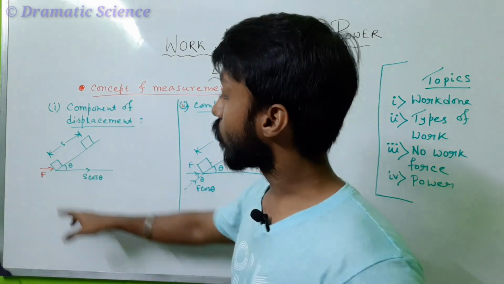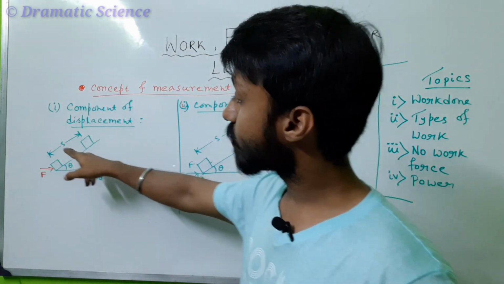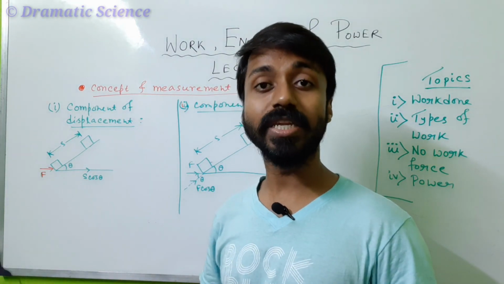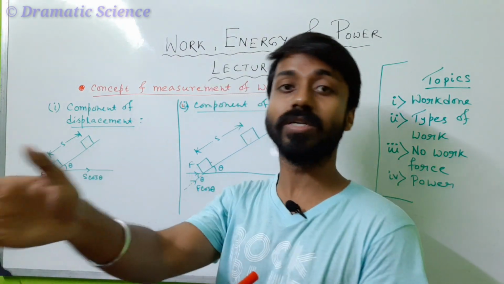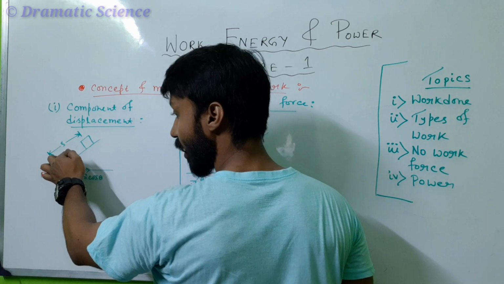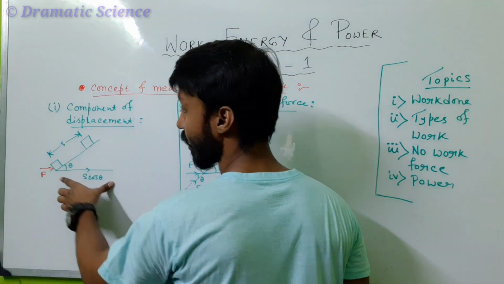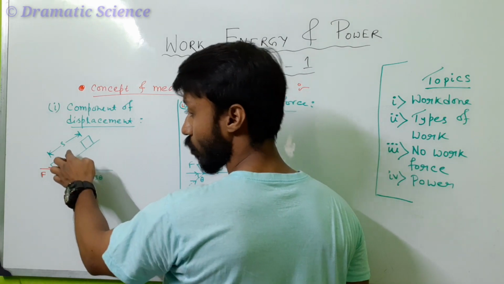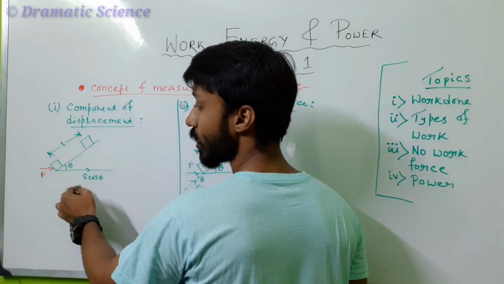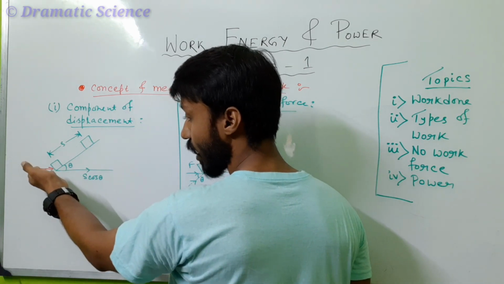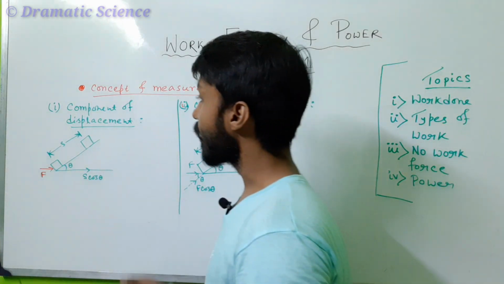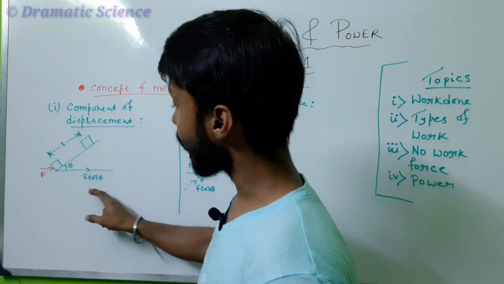What I said, force is acting along this horizontal line and displacement is acting along this inclined line. So to calculate work done, we must have force and displacement on the same line. So this S has a component which is lying on this horizontal line, that is S cos theta. The component of S along the horizontal line is S cos theta. So here F and S cos theta are lying on the same line. So this is simply the component of displacement, because we have taken S cos theta.